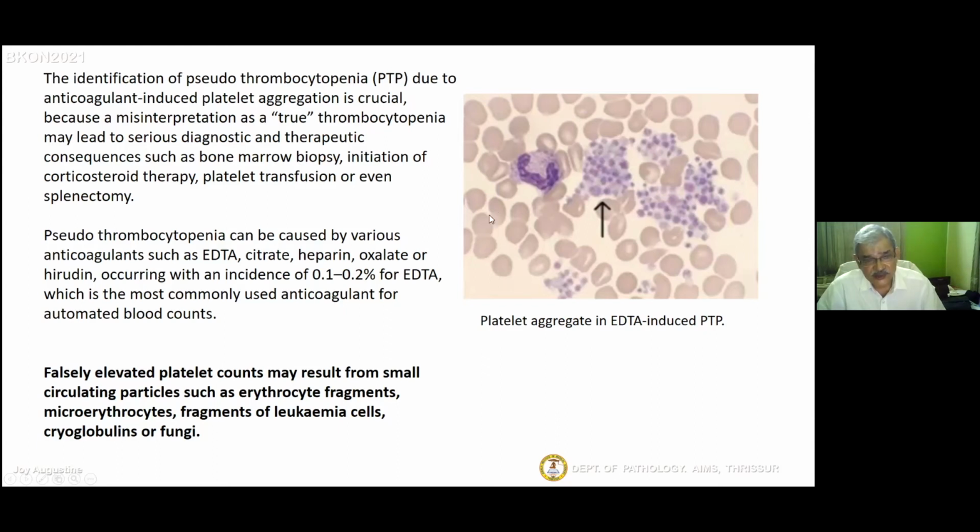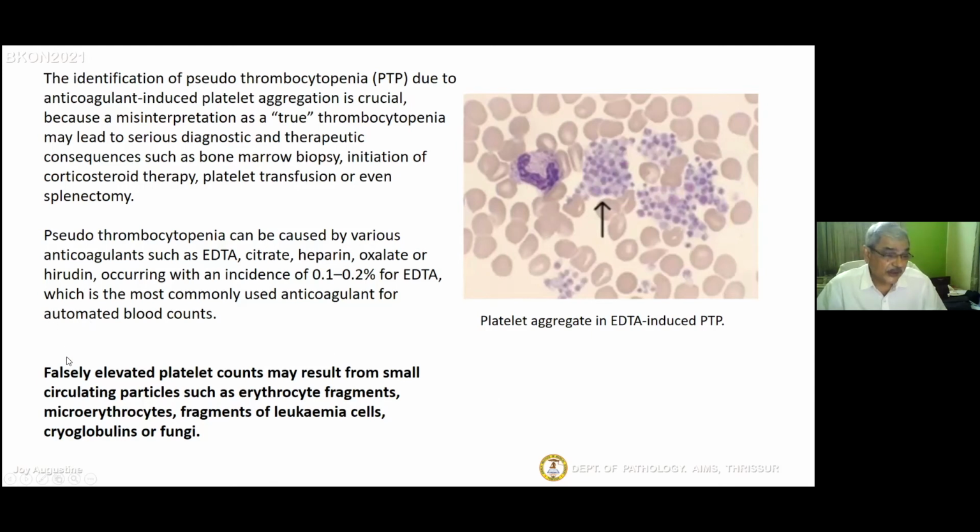Now, this emphasizes the importance of checking the blood smear for all cases of thrombocytopenia which is not expected. So when you get an unexpected thrombocytopenia in a symptomless patient, it's important to check the blood smear. Now, there are people who say that you can pick it out from the histograms, platelet histograms, etc. It is true, but of course the gold standard is actually seeing the platelet counts.